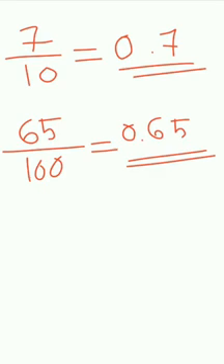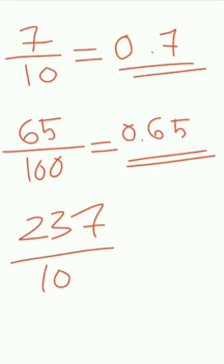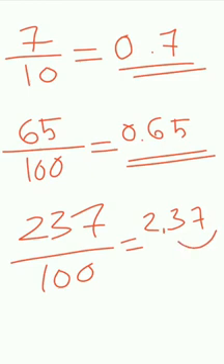Now consider one more example, 237 divided by 100. Here in the denominator, after 1 we have 2 zeros. So we need to put a decimal point after 2 digits from the right side of the numerator. In the numerator we have the digits 2, 3 and 7. So after 2 digits from the right side we will put the decimal point, here between 2 and 3. From the right side we count 2 digits, then after the 2 digits we put the decimal point. So 2.37 is the corresponding decimal numeral for the fraction 237 divided by 100. So this is how we write the decimal numeral corresponding to a given fraction.